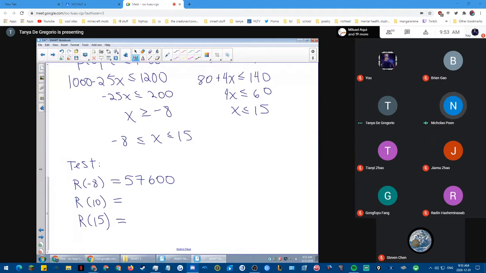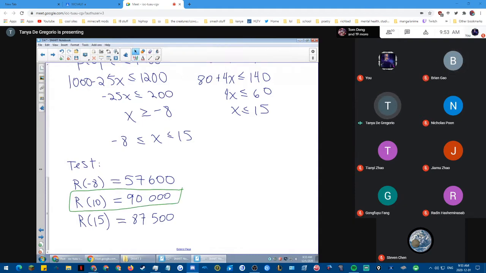For R of 10, you get 90,000. Good. So far, this is better. And then 15, whenever somebody has it. 87,500. So what gives us the most money? 10. So the boundaries didn't affect our answer, but you have to check, because sometimes they will.